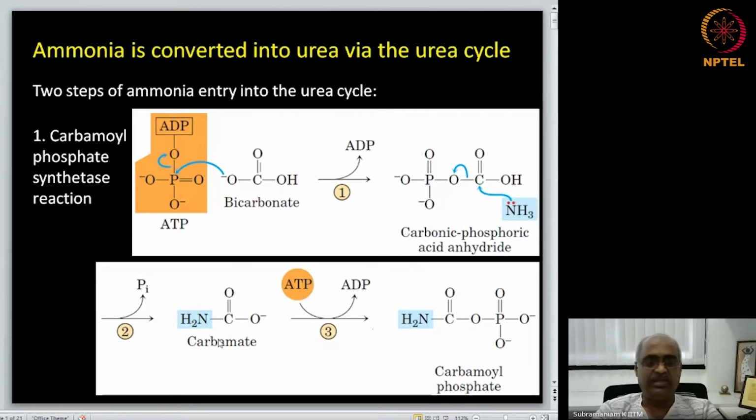Then this carbamic acid undergoes a second step of activation by hydrolysis of another ATP, where it gets phosphorylated to form carbamoyl phosphate. The enzyme that catalyzes all these three steps together is carbamoyl phosphate synthetase. And so this is how one route of ammonia entry works.